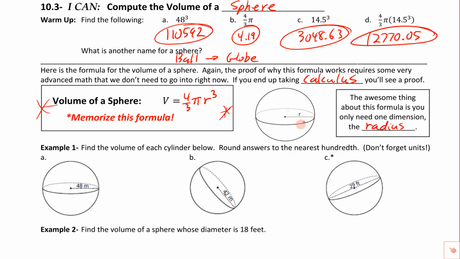Unlike a cylinder, where we've got the circular shape at the bottom and then we have to know how tall those straight sides are, the only thing we need to know about a sphere is what its radius is. So the formula again is 4/3 pi r cubed. So let's do these problems down below.